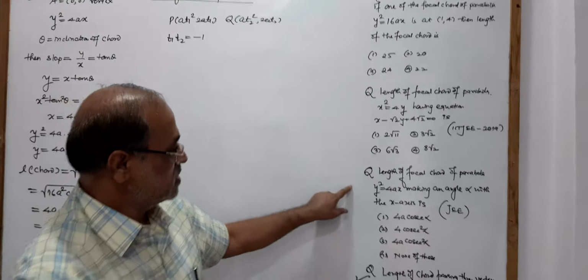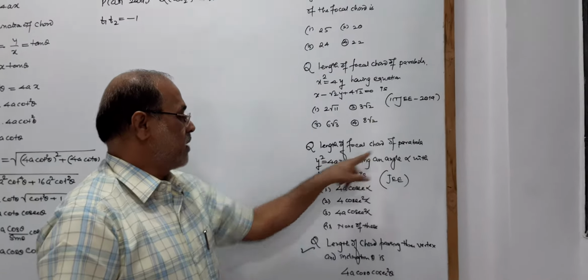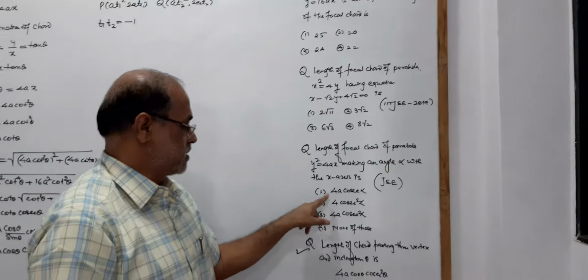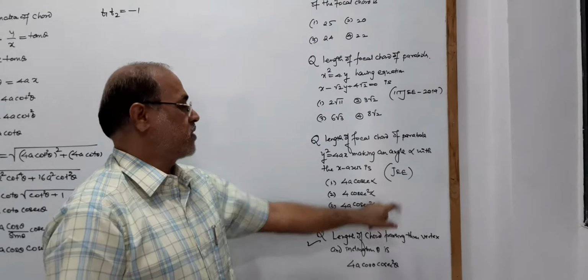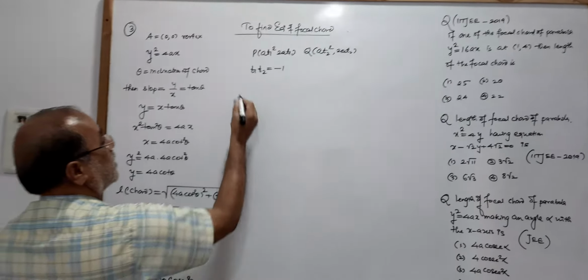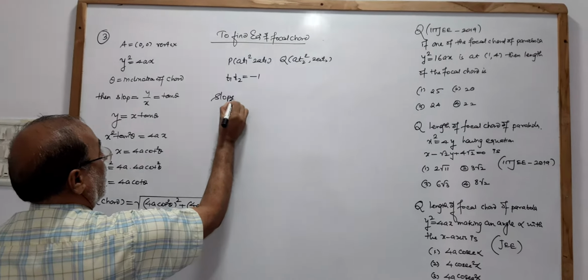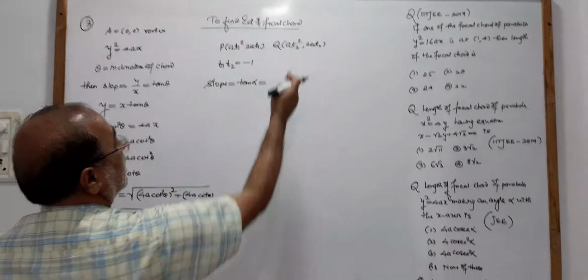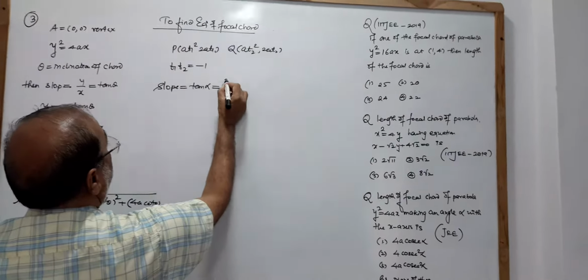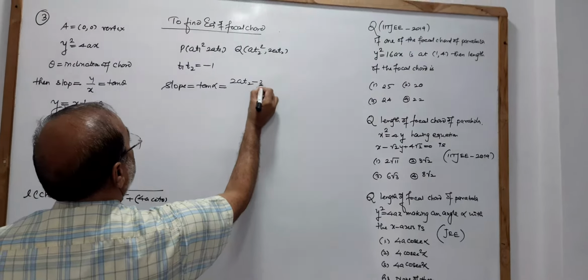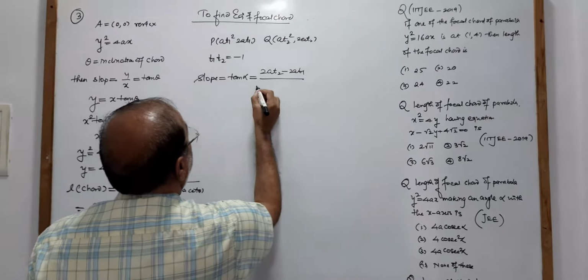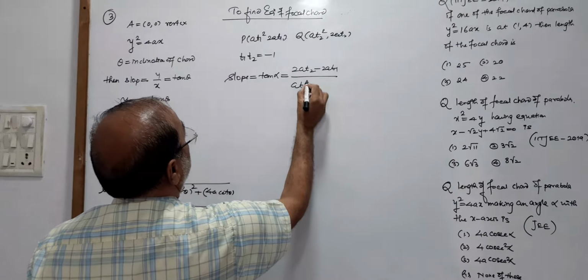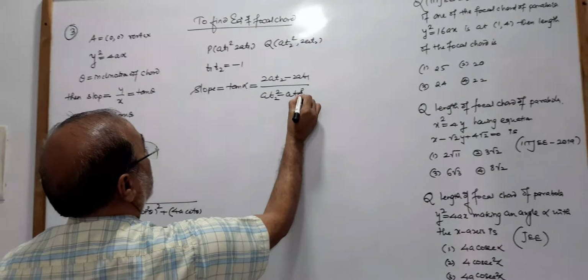This question was asked: the length of the focal chord of the parabola y square equal to 4ax, making an angle alpha with the x-axis, is which of these four options. Then the slope is nothing but tan alpha, that is y2 minus y1, 2at2 minus 2at1, upon at2 square minus at1 square.